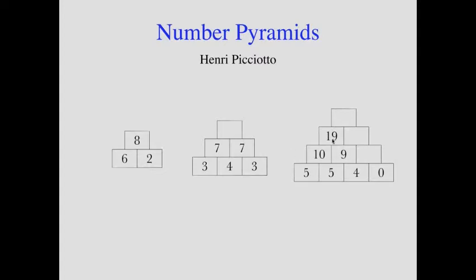So 6 plus 2 is 8, 3 plus 4 is 7, and so on. 10 plus 9 is 19. So what would go here? Well, 7 plus 7 is 14. Over here, 4 plus 0 is 4, 9 plus 4 is 13. 19 plus 13, I'm going to say that's the same as 20 plus 12, so 32.